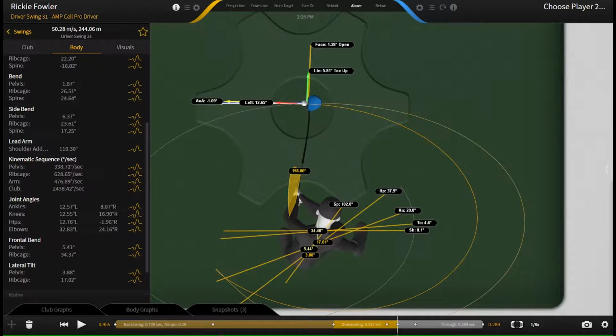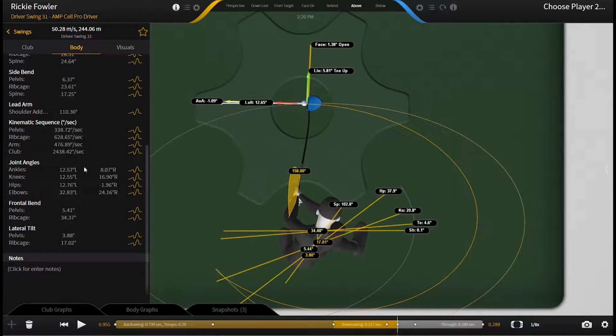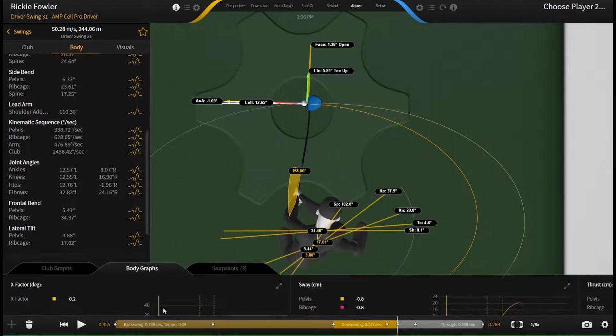Frontal bend is the angle of the forward flexion of the pelvis and rib cage relative to the global vertical. Positive is downward, negative is upward. Lateral tilt is the angle of lateral flexion of the pelvis and rib cage relative to the global vertical. Positive is right, negative is left, represented in degrees. These metrics can all be seen in the side panel in the current frame.